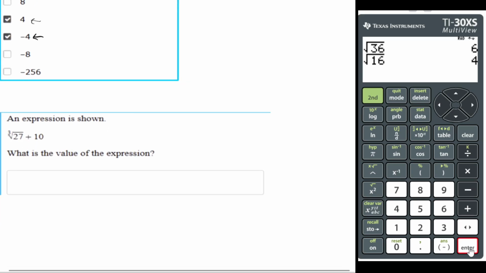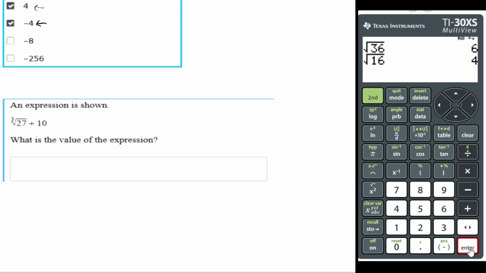Question 3, an expression is shown. We have a new symbol. This is a square root symbol that has a little 3 in it. We call this a cube root.